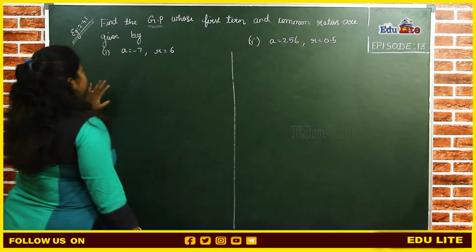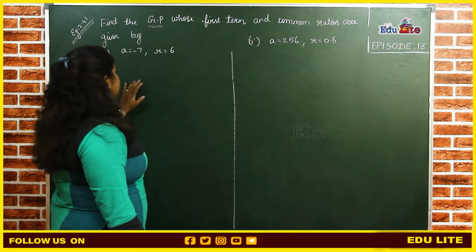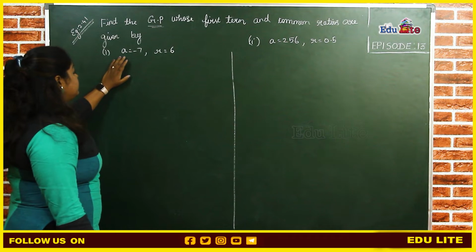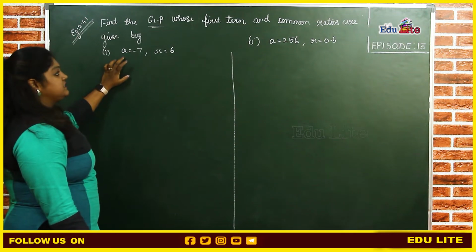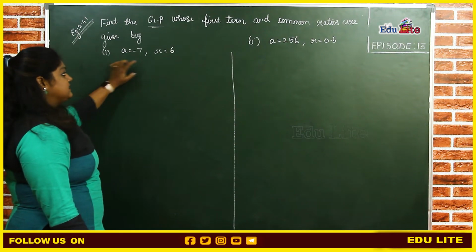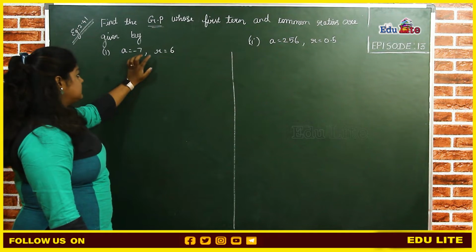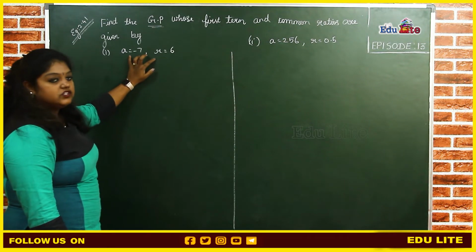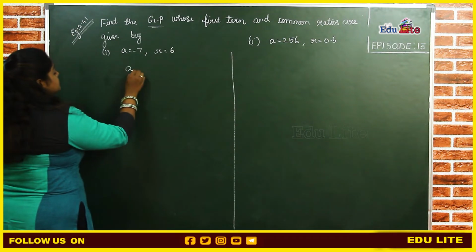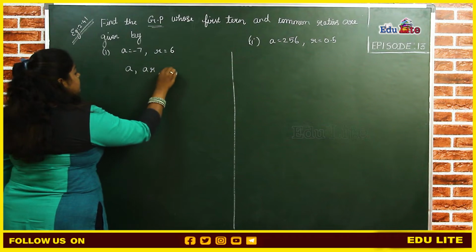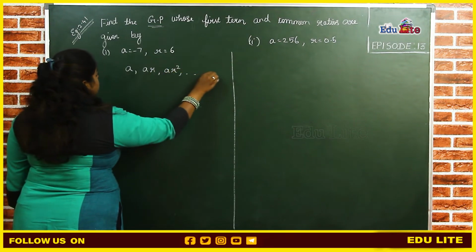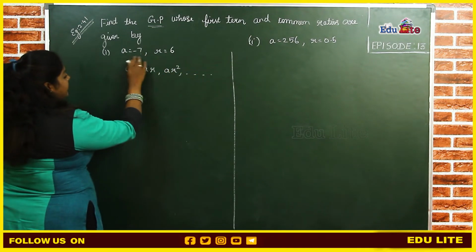Okay, in example 2.41, we have to find the geometric progression, where the first term and the common ratio are given. So, this is the first subdivision. In the first subdivision, we are given the value of A, that is the first term, A equals minus 7 and R equals 6. This is enough to find the GP, where the GP form is A, AR, AR square, etc. It goes on. So, we are given the values of A and R.